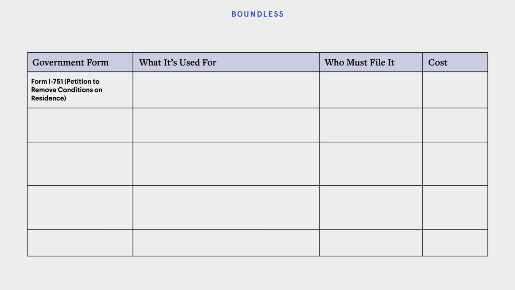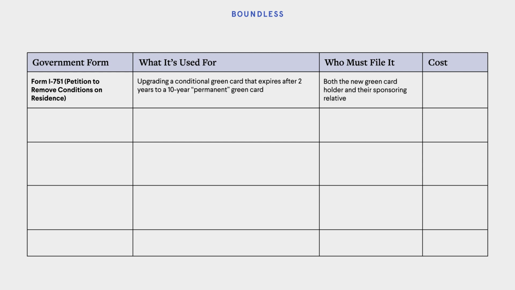Form I-751, Petition to Remove Conditions. This form updates a conditional green card that expires after 2 years to a 10-year permanent green card. This form must be completed by the new green card holder and their sponsoring relative. It will cost $595 plus an $85 biometrics fee.